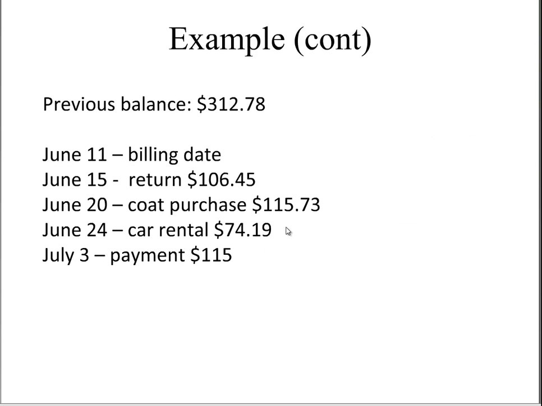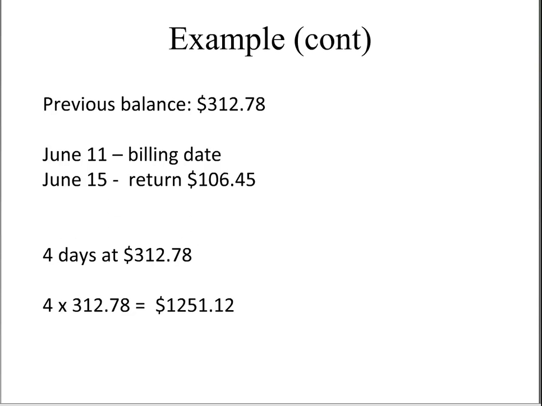So this is the credit card account. The previous balance is $312.78. And the billing date starts on June 11th. June 15th, we made a return. June 20th, we made a coat purchase. June 24th, we had a car rental. And July 3rd, we made a payment. Our new billing cycle is going to start on July 11th.